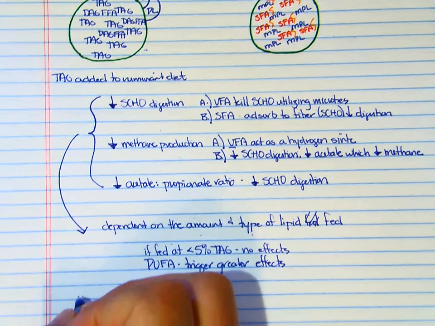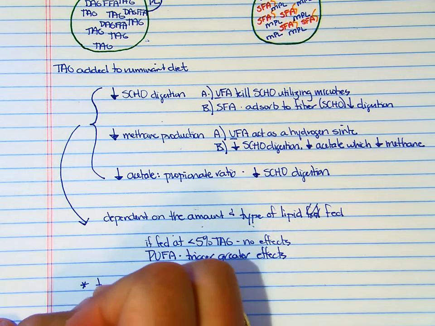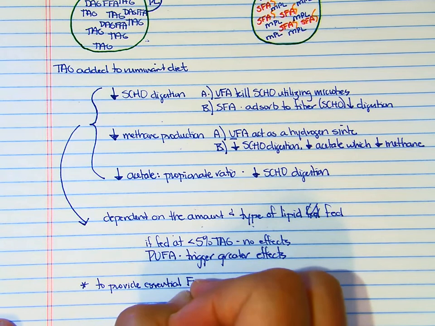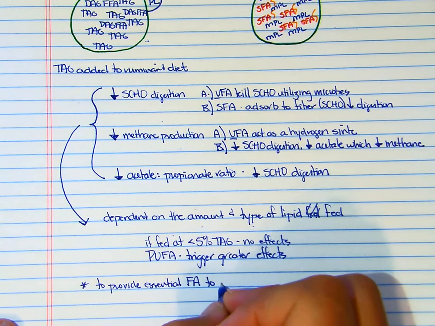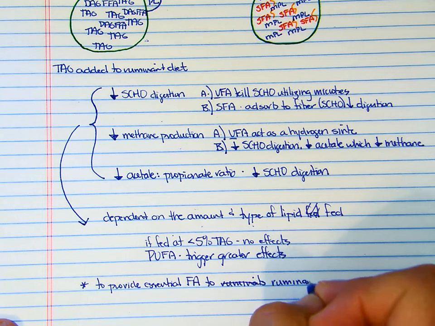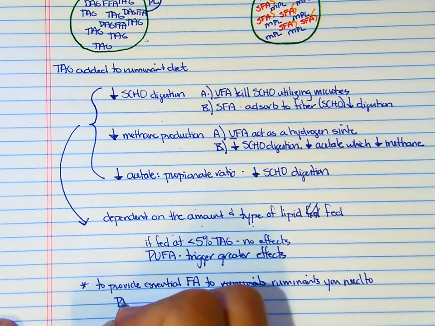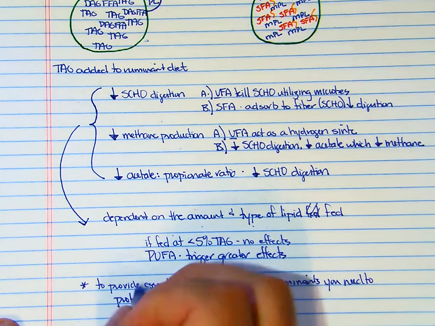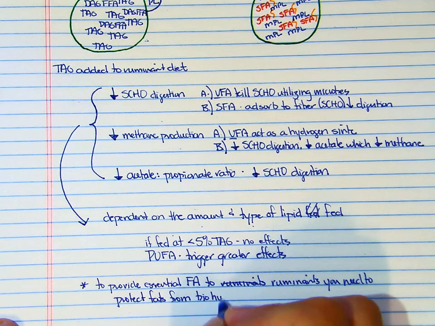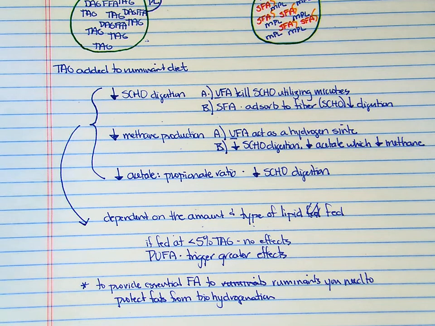The other thing to note, and this will seem somewhat familiar based on the test you guys took a while back, to provide essential fatty acids to ruminants, you need to protect fats from biohydrogenation in the rumen.